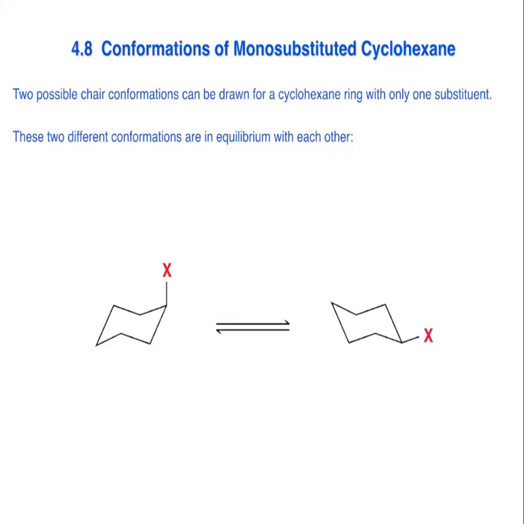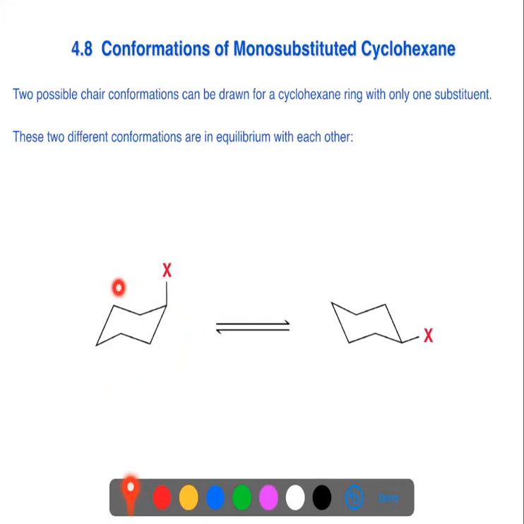In this video, we're going to cover section 4.8 on the conformations of monosubstituted cyclohexane. As we saw in the previous video, cyclohexane tends to adopt its most stable conformation, which is called the chair conformation. And this is the chair conformation shown as a bond line structure.